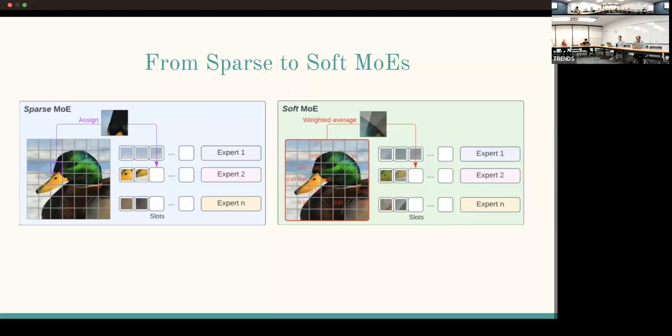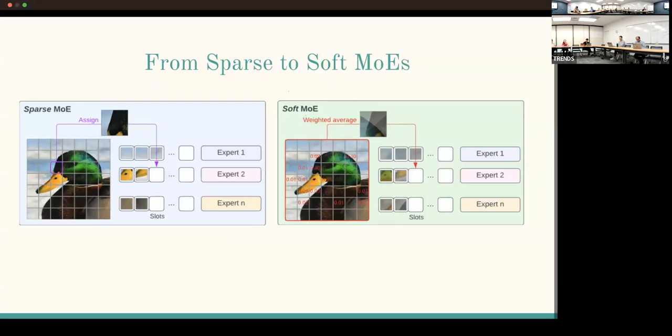In sparse MoEs, they would route each of the image patches, but with soft MoEs, they would do a linear combination of all the image patches for each slot. They would train the experts to have weights, and the weights would be used to do the linear combination of the image patches, and that would result in one slot. Here you could see in the top right, in the soft MoEs, they're doing a weighted average of a bunch of image patches, and that is going to one of the slots in the expert.